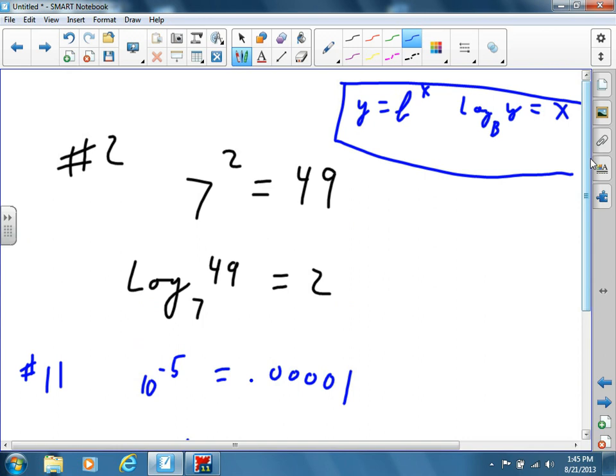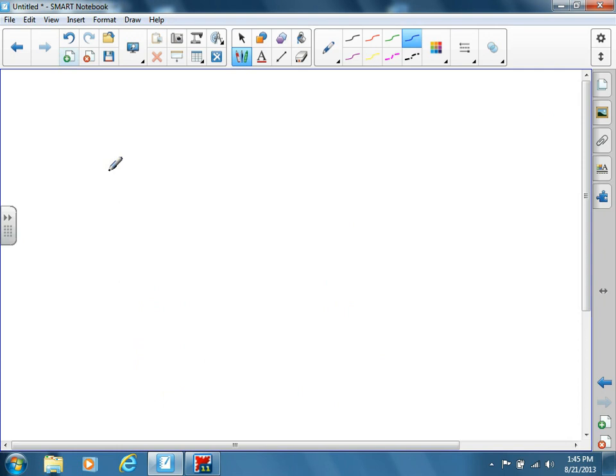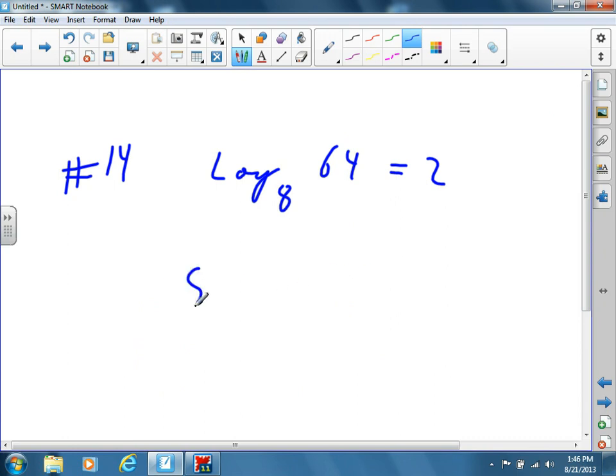Okay, now we're going to go the other way. So number 14. How can this get any worse than this? Log base 8 of 64 is 2. All right, so 8 squared equals 64.